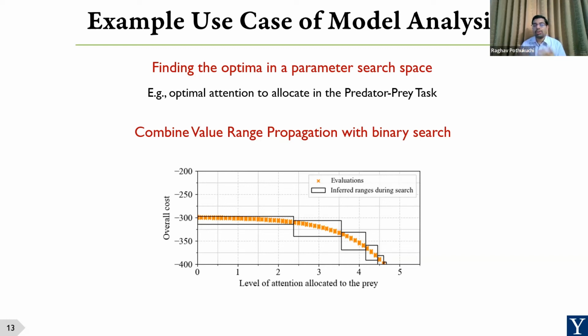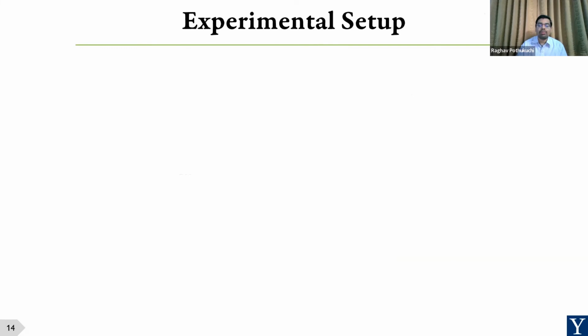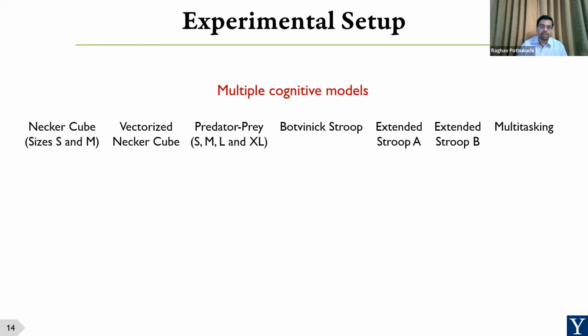The paper has more instances of how model analysis can benefit cognitive scientists. Next, let us look at the performance evaluation of Distill. We evaluate multiple cognitive models that are developed in the Simulink framework. For certain models, like the predator-prey model, we evaluate various sizes of the model. Notably, the multitasking model uses PyTorch in addition to Simulink. That is, it uses code from 2 different frameworks.